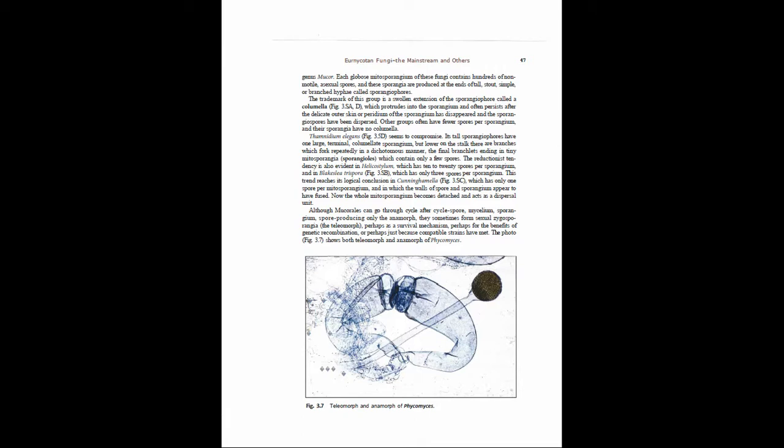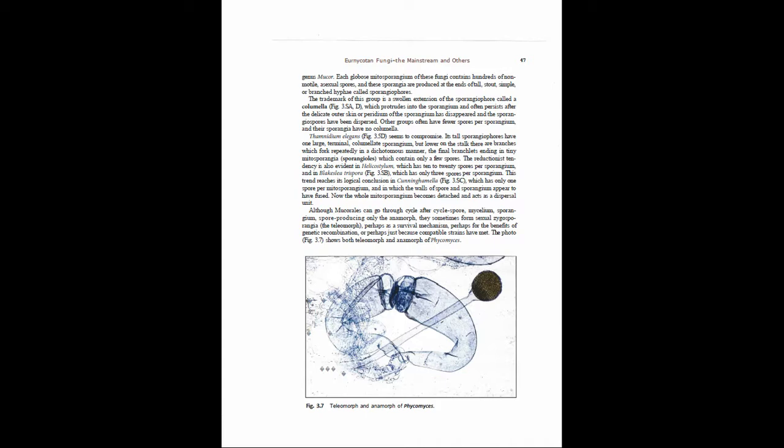Tamnidium elegans, Fig 3.5d, seems to compromise. Its tall sporangiophores have one large, terminal, columellate sporangium, but lower on the stalk there are branches which fork repeatedly in a dichotomous manner, the final branchlets ending in tiny mitosporangia, sporangioles, which contain only a few spores.